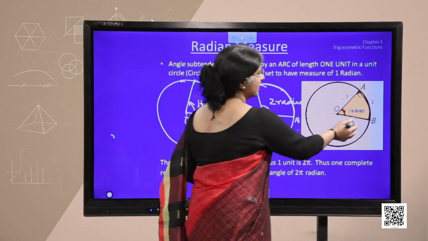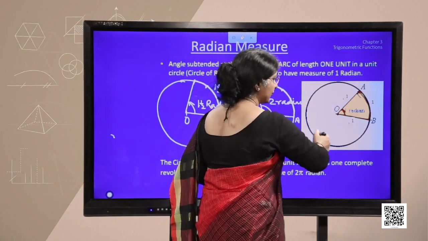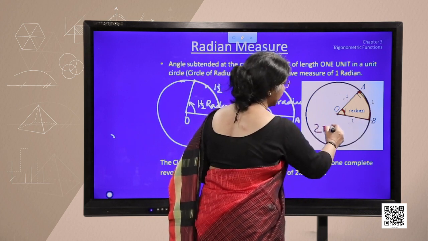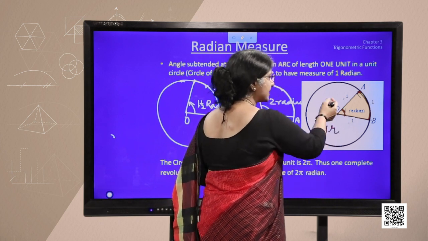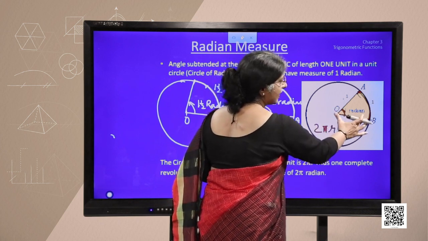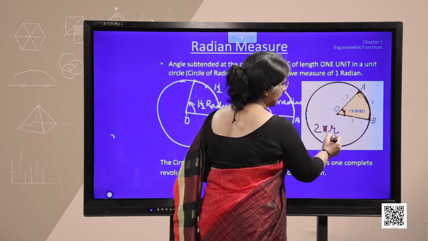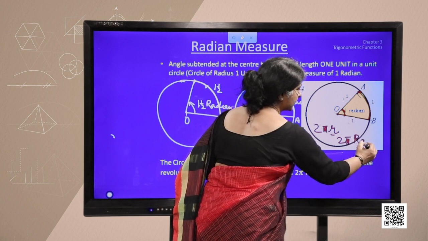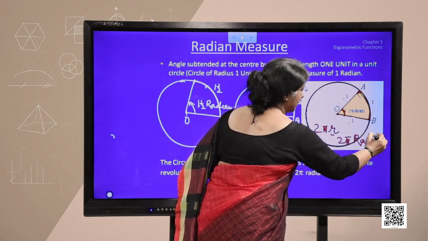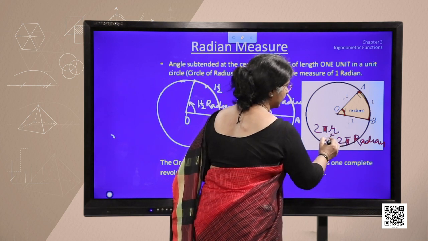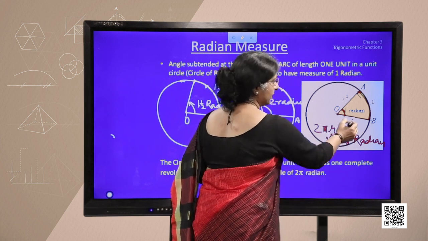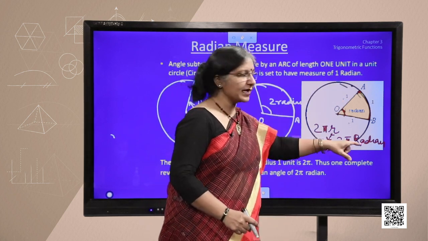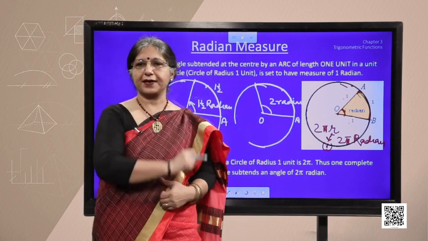Now we consider that the arc traces the complete revolution of the circle, which is the circumference. Circumference is 2 pi r. Here the angle traced is 2 pi r, but since the radius is 1 unit, we replace r by 1, so the angle traced is 2 pi radians. We have replaced this r by 1 because the radius is 1. So for a complete revolution, we can say it traces an angle of 2 pi radians.